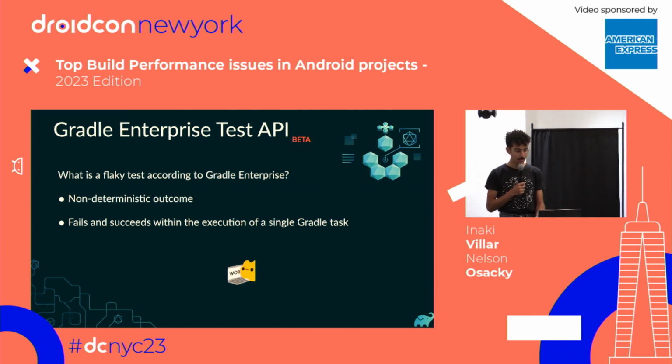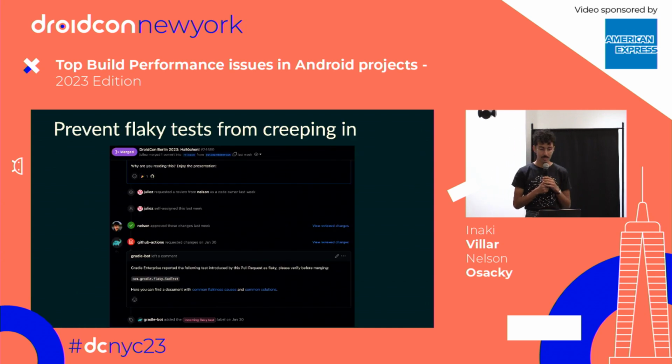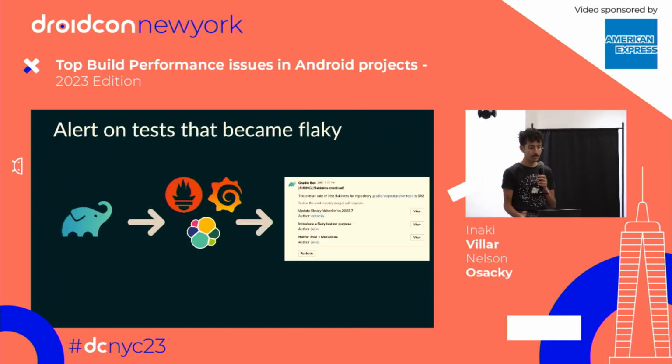So yeah, what can you do with this API? One idea is you can prevent flaky tests from creeping into your code base by adding comments on PRs when new flaky tests are introduced. This is just an example here. You can also alert on tests that have become flaky in your code base that previously weren't. And you can create Slack bots, connect it with whatever.